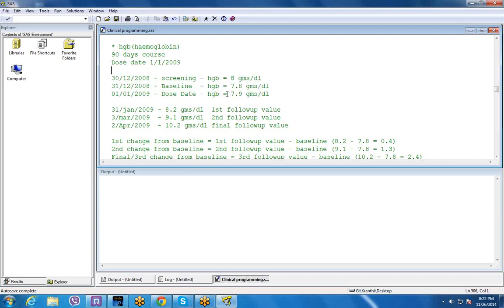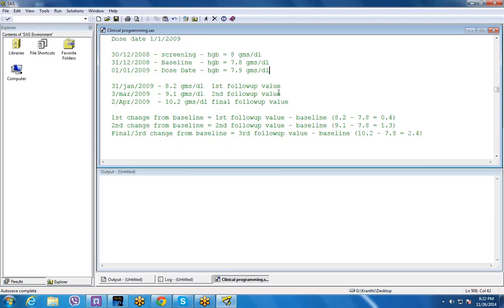So the dose given date we should not consider as the baseline. Just one day before the dose given we should consider as a baseline. Then the values before are all the screening values. So 7.8 is the baseline. Then after 1 month follow-up showing 8.2. So 8.2 minus 7.8, the change is 0.4.